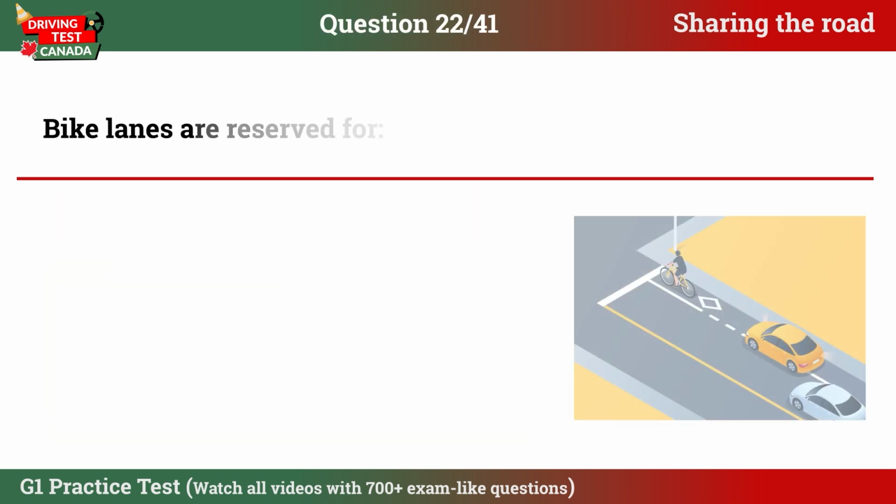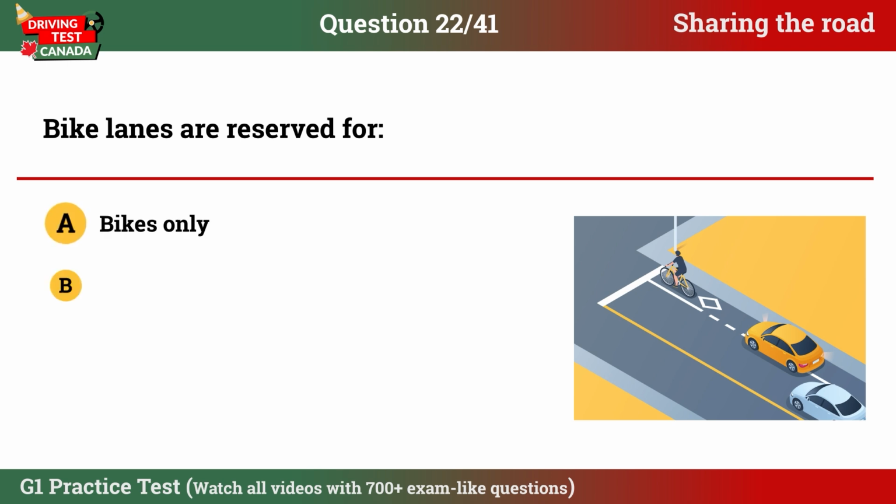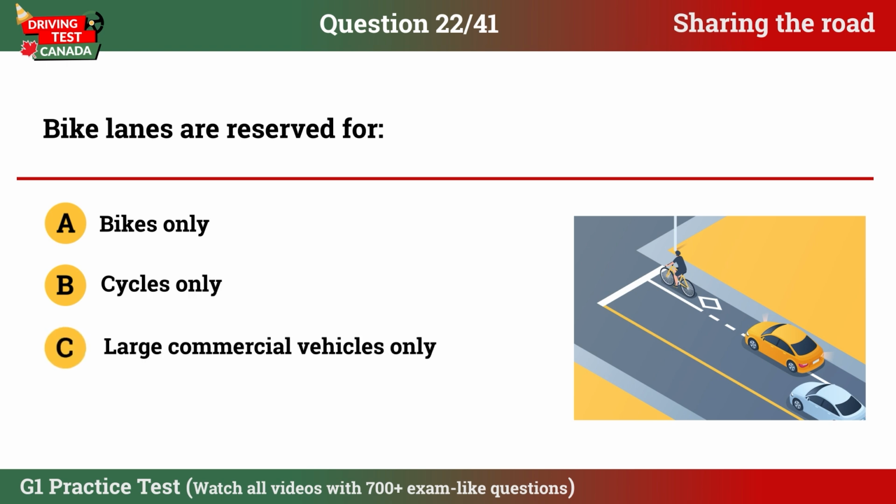Question 22. Bike lanes are reserved for A. Bikes only. B. Cycles only. C. Large commercial vehicles only. D. Both A and B.